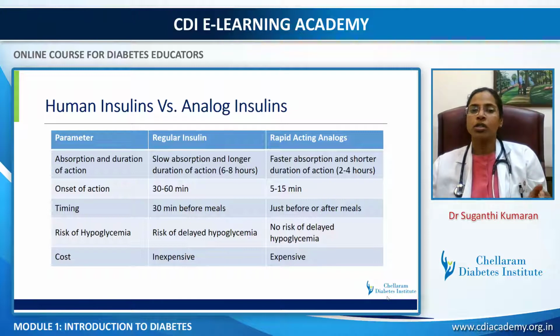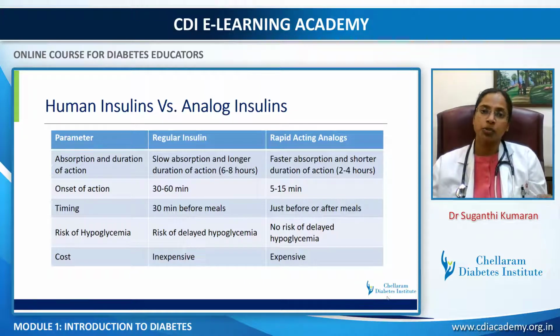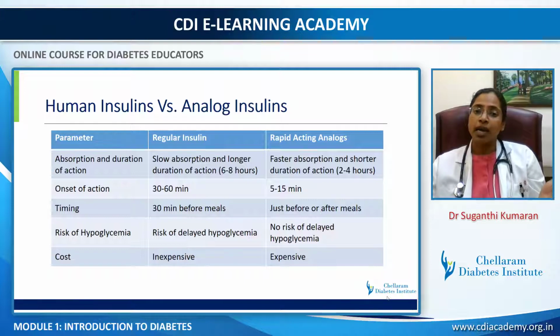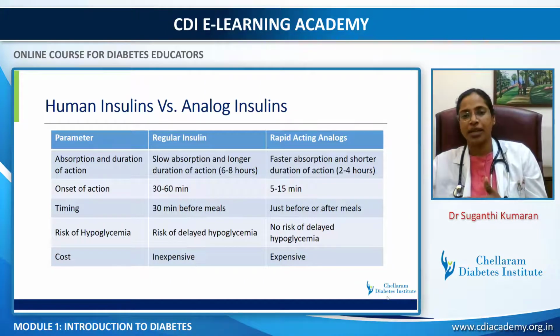Regular insulin, onset of action takes up to an hour, whereas analog acts quickly within 5 to 15 minutes. Since regular insulin takes about half an hour to 1 hour before it starts acting, it has to be taken at least 30 minutes before meals. But the rapid-acting analogs has the advantage of taking just before meals or even immediately after meals. The risk of hypoglycemia is higher in the case of regular insulin when compared to the rapid-acting analogs. And the cost, of course, is inexpensive when compared to the rapid-acting analogs.